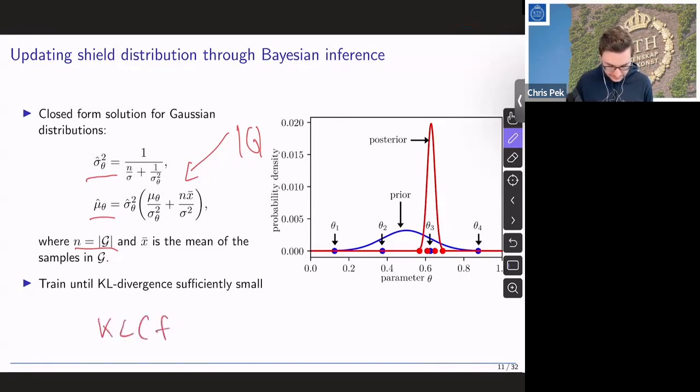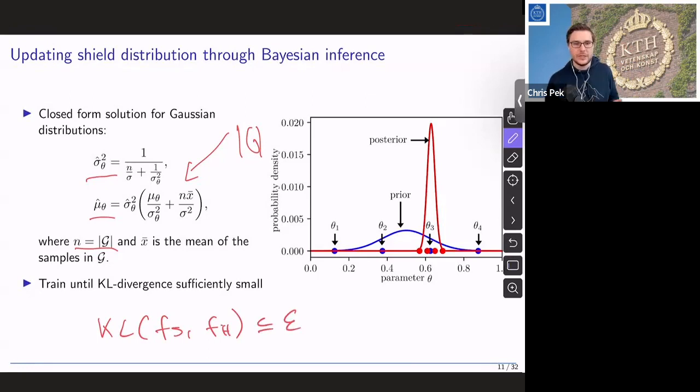So if the KL between our FS and our FH is smaller than a given epsilon that we want, we can agree and say that we come to a consensus. The human does not want to change anymore.